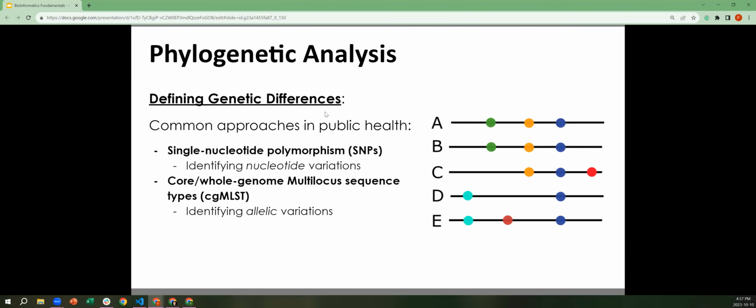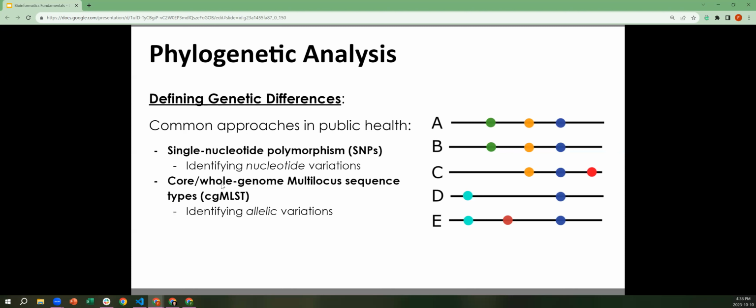So defining genetic differences, how is this actually done? This is a nice simple example here. What we're looking for are single nucleotide polymorphisms in this case, but you could imagine core or whole genome multi-locus sequence typing. In the case of SNPs, each of these colored dots would be a single nucleotide polymorphism. So a single nucleotide that is different from a reference or any of the other samples.